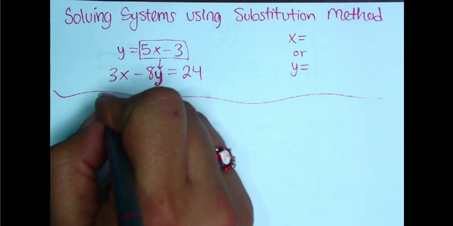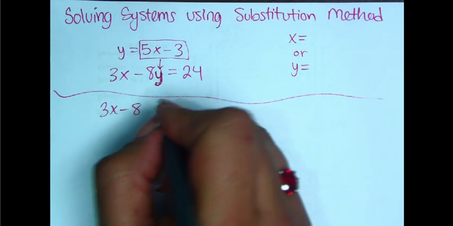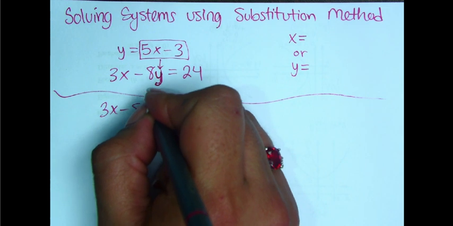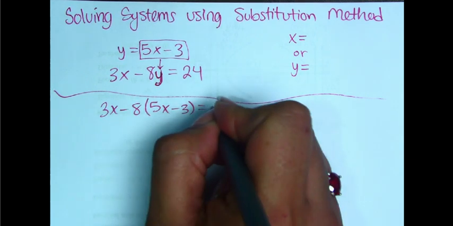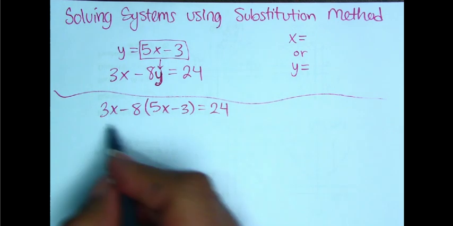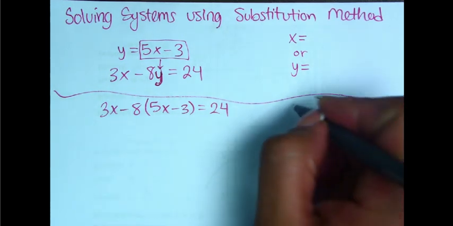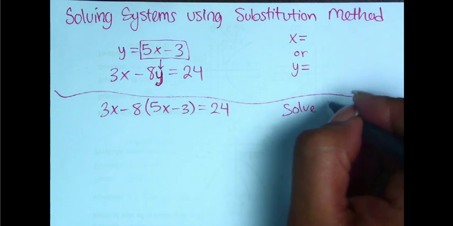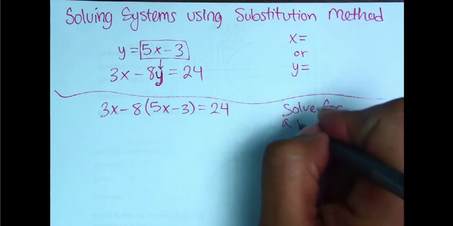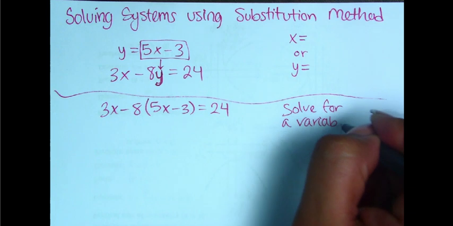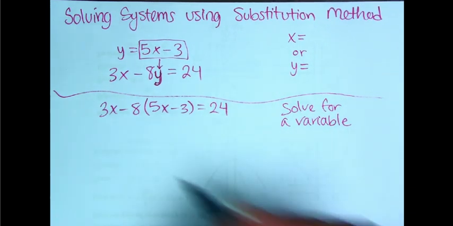We're going to write the second equation, 3x minus 8, and instead of rewriting the letter y, we're going to substitute that with the expression of 5x minus 3. So then now what you have is an equation that only has the value of x. So your next step is to solve for x. Now, I'm going to put solve for a variable because sometimes you could have the y instead of the x. So it doesn't really matter as long as you solve for the variable that's there.